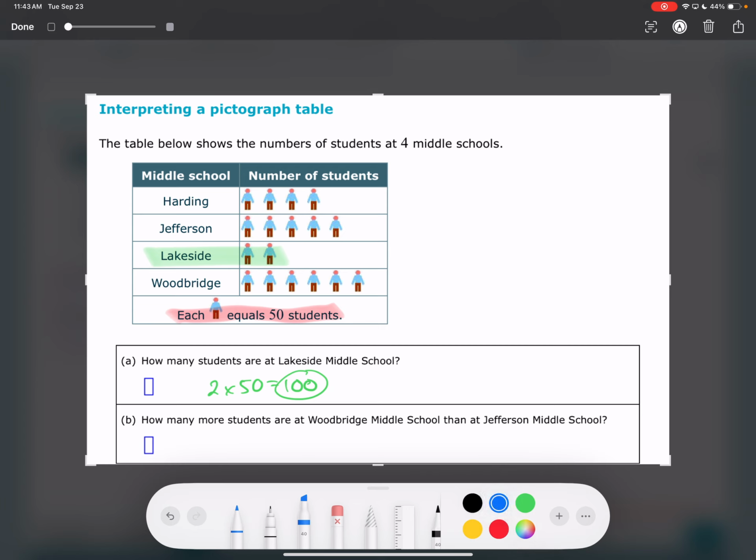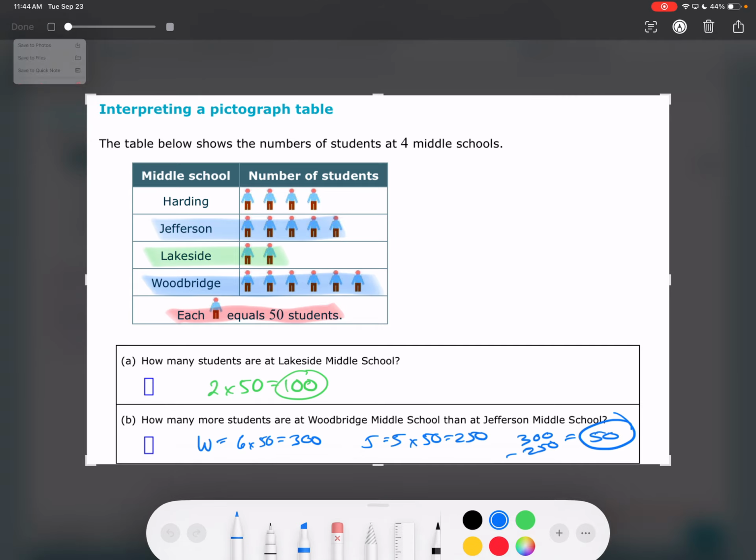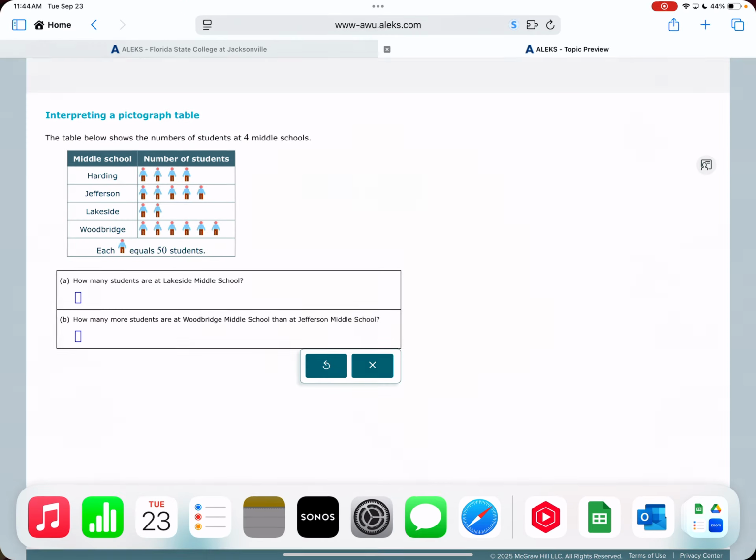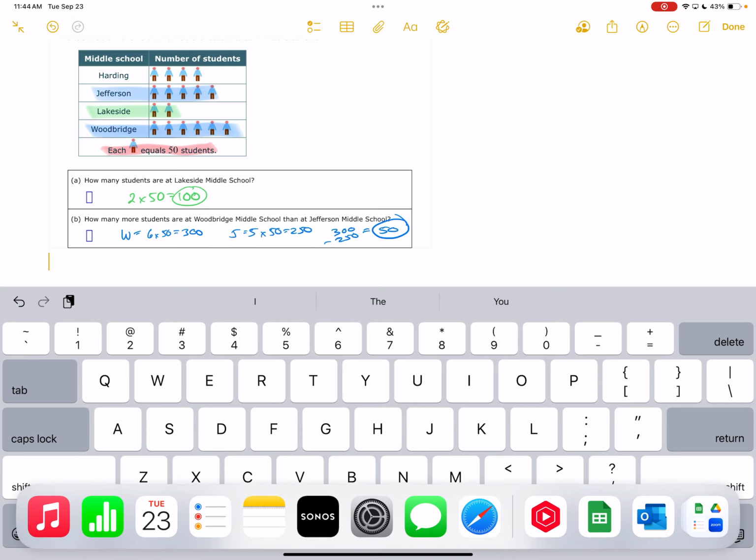And then how many more students are at Woodbridge than Jefferson? So Woodbridge versus Jefferson. For Woodbridge, it is 1, 2, 3, 4, 5, 6. 6 times 50 is 300. For Jefferson, it is 5 times 50, which is 250. So my answer is 300 minus 250 equals 50 more students. Okay. Not super hard on that one, but do pay attention to the key because you don't want to just pick one student. Each of those little people right there counts for 50 students.